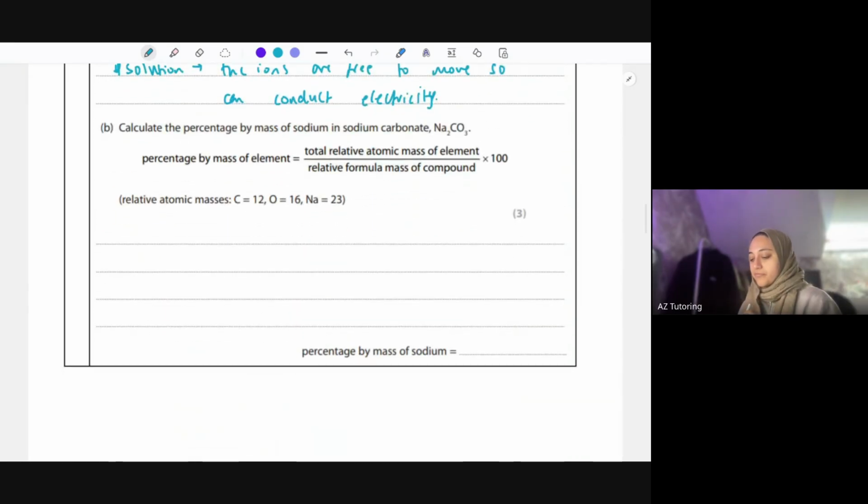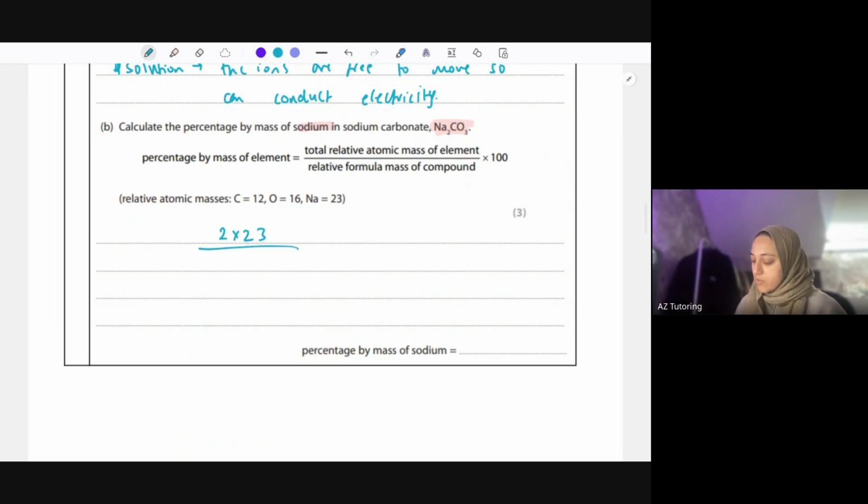Okay, part B. Calculate the percentage by mass of sodium in sodium carbonate. So we want to work out what's the percentage of sodium in this whole thing here. They've given you the equation. So total relative atomic mass of the element. For sodium, that's just 23, but there's 2 of them, so be careful of that. There's 2 times 23. And then the relative formula mass of the compound.